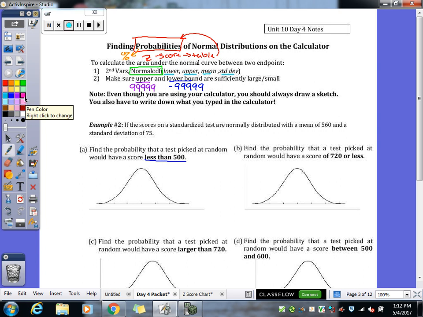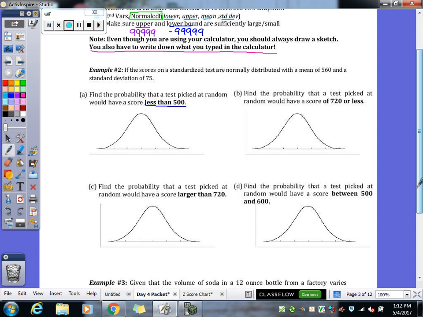Even though we are going to be using our calculator, you should always draw yourself a sketch so you understand what it is we're actually looking for here. And you also have to write down what it is that you are typing into your calculator. That is important. So for these 4 problems down here, we're going to use the same thing. We have a set of scores on a standardized test that are normally distributed. We have a mean of 560 and a standard deviation of 75. So they want us to find the probability that a test picked at random would have a score less than 500.